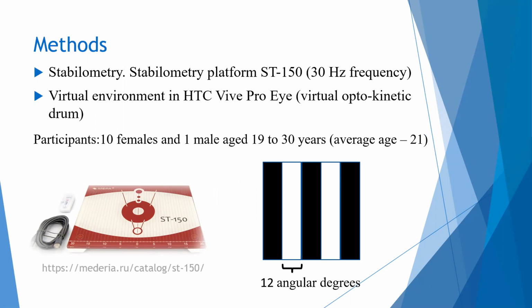We applied a stabilometry platform to measure parameters of the balance system: the velocity of center of pressure, the static kinesiogram length, the path which the center of pressure went, and the area of static kinesiogram. In total, there were 11 subjects in the study, 2 females and 1 male, age 19 to 30 years, average age 21.